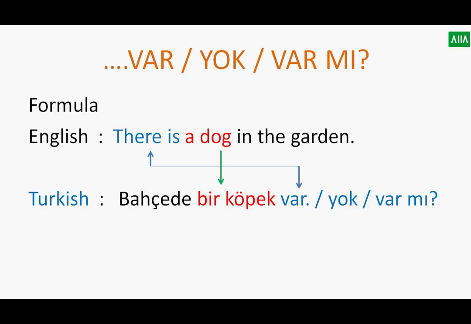Now let's look here. This is the positive, which is var. If it's negative, there isn't or there aren't, you say only yok. Positive, var. Negative, yok. If it's a question, you say var mı. Of course, you should start the sentence from here. Bahçede bir köpek var, which in English is there is a dog in the garden. If it's not, you say there isn't, so, bahçede bir köpek yok. There isn't a dog in the garden. If it's a question form, Is there a dog in the garden? In Turkish we say, which is actually the same, bahçede bir köpek var mı? Mı is the question word. I hope this is clear enough for you to understand what I will teach you today.